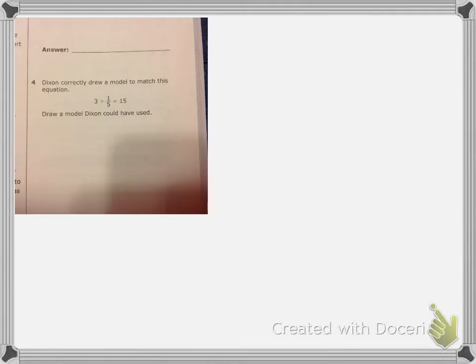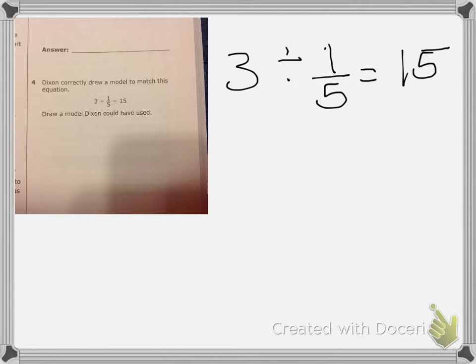Okay, we're going to look at this. We're not going to worry about drawing the model. We're just going to worry about solving it. And I want you to go ahead and solve 3 divided by 1/5 and find out how that equals 15. I want you to solve that problem. So pause the video and solve it. We're not going to worry about drawing the model. I don't really care about that right now. Okay?